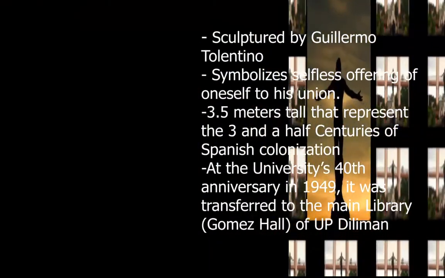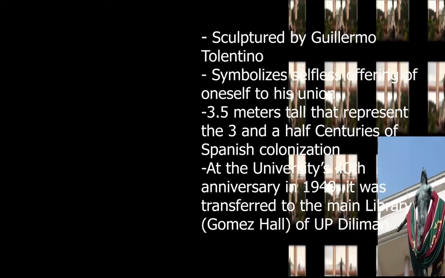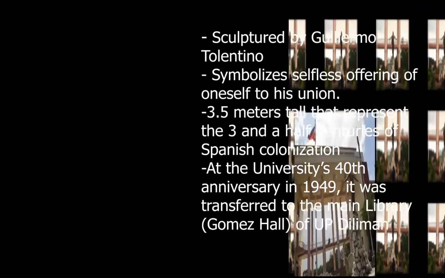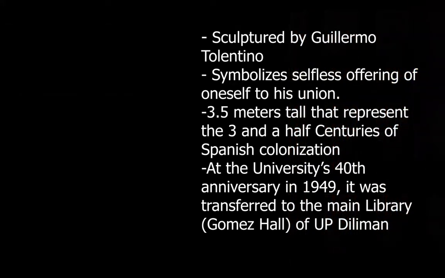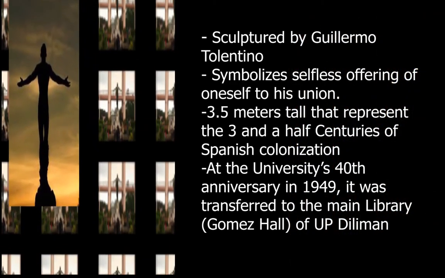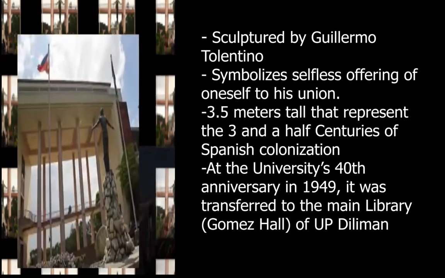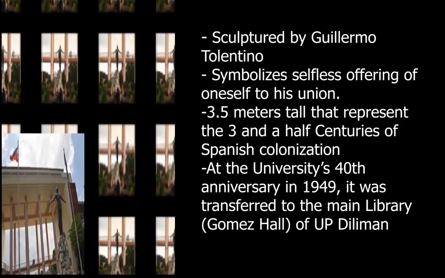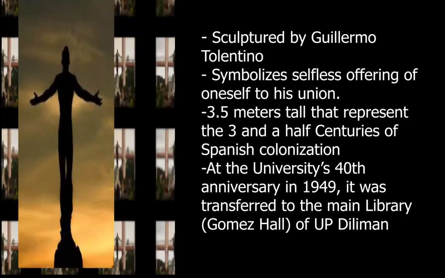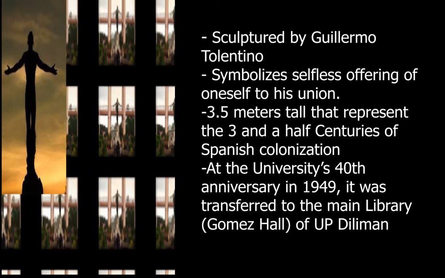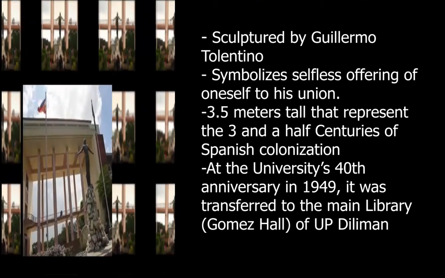The Oblation is the iconic symbol of the University of the Philippines, sculpted by Philippine national artist Guillermo Tolentino. It symbolizes the selfless offering of oneself to his country. The height of the Oblation is 3.5 meters, which represents the 3.5 centuries of Spanish colonization. At the university's 40th anniversary in 1949, it was transferred to the main library of the University of the Philippines at Diliman, Quezon City, while a replica was created and installed in front of Quezon Hall where it stands to this day. The sculpture was funded by UP faculty, employees, and students of 1935 to 1936. They raised 2,000 pesos to fund the creation of the Oblation.